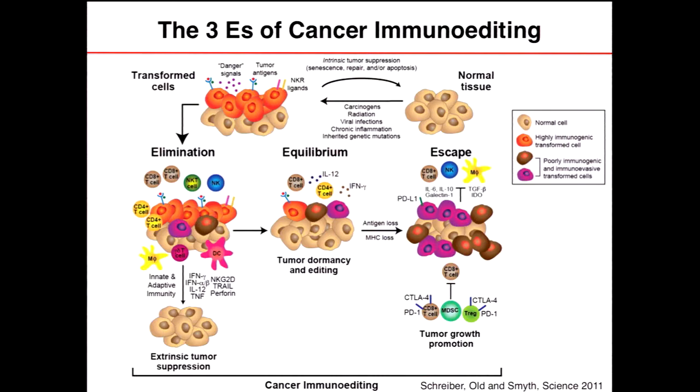And if the editing went to an extent that the tumor cell could no longer be seen by the immune system, and therefore could not be controlled, the tumor cells began to expand. They entered into the third phase that we called escape, developed an immunosuppressive tumor microenvironment, and then emerged as the clinically apparent cancers that we know as the manifestation of the disease.